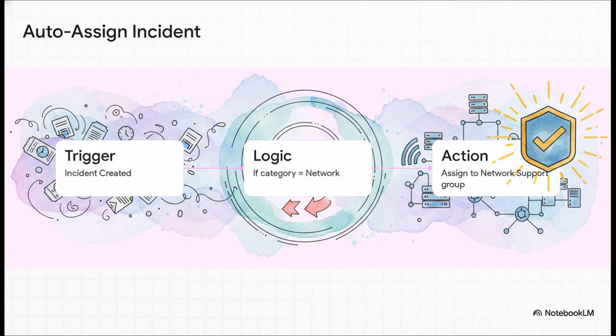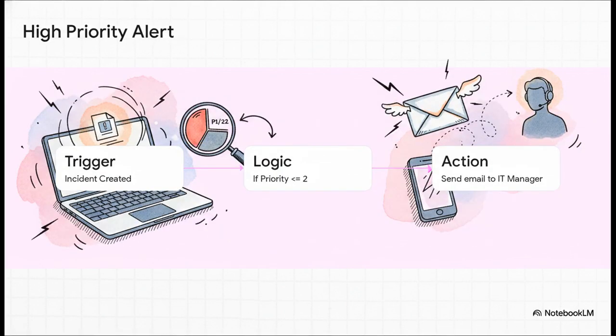Now, this isn't just about saving a few clicks, right? This is about slashing your response times and letting your service desk actually focus on solving problems instead of just sorting them. So what about those really big ones, those high-priority incidents where every single second counts? Well, this flow is absolutely crucial for that. It triggers the moment an incident is created, but this time it looks at the priority. If that priority is high, an email is instantly shot off to the IT manager. This means your key people know what's going on from the very beginning, with zero delay. It just helps everyone make faster decisions when it really, really matters.